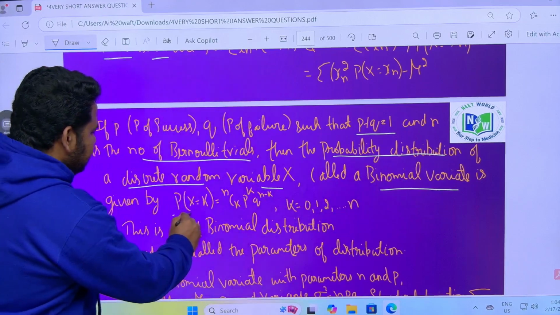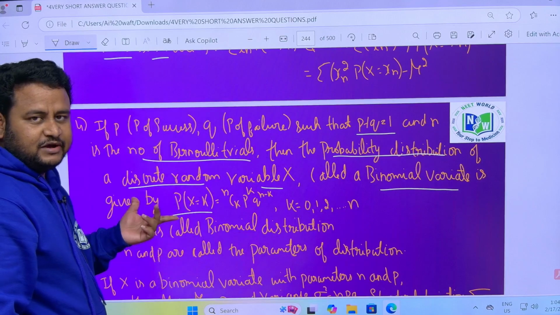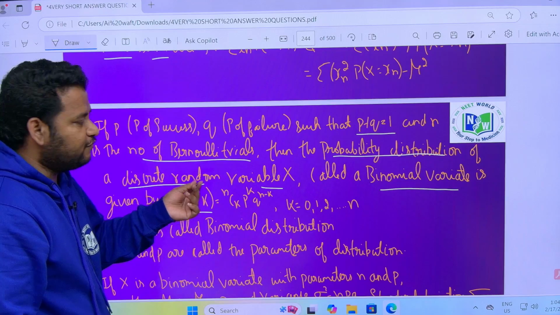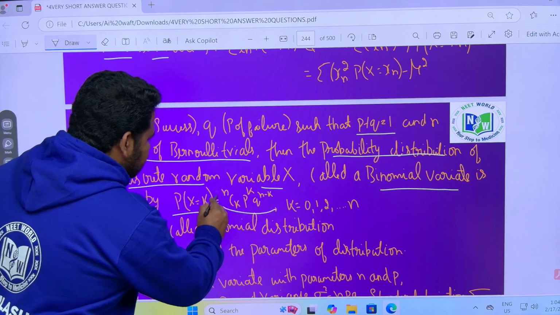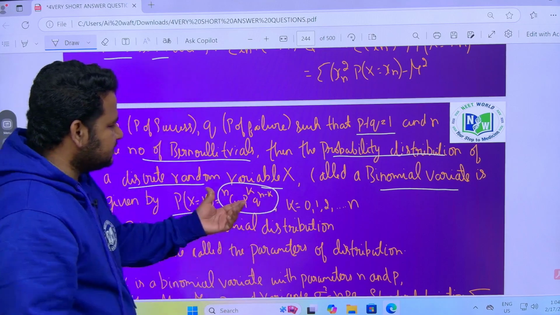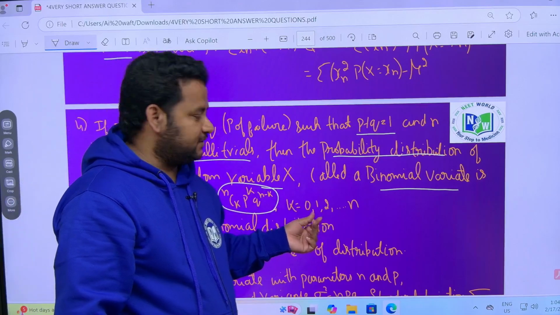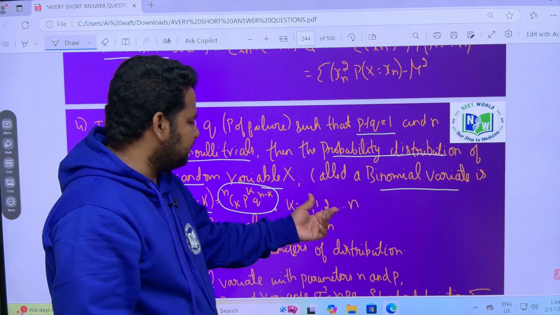It is given by P of X equal to k, which is nCk p to the power of k into q to the power of n minus k. This is a very important formula which you will be using in the questions. Even in VSAQ, you should know this formula, because questions will be based on this. Here k ranges from 0, 1, 2 up to n.